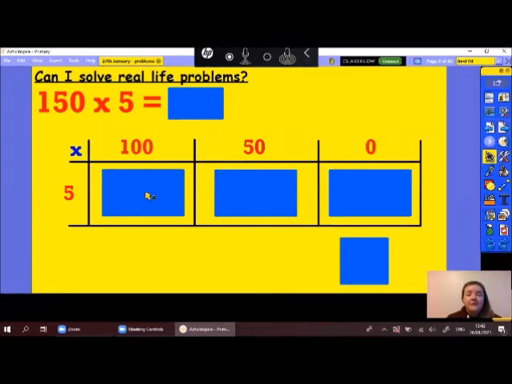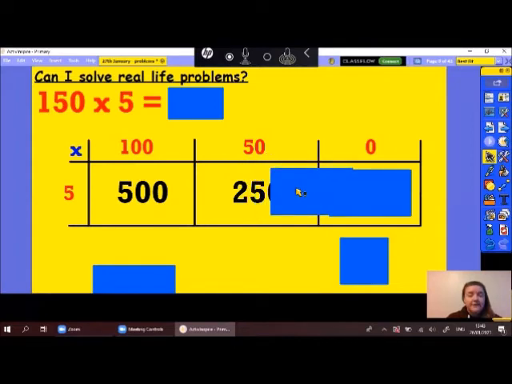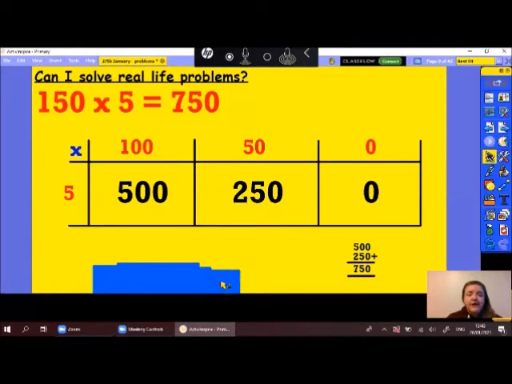So 100 times 5 is obviously 500. 50 times 5, well, 5 5s are 25. But this is 50, so it's 10 times bigger, so we have our 0 on the end, 250. And 5 times 0, of course, remember, no matter how many zeros you have, you still have 0. So I've got 500 and 250 that I then have to add together. A quick column addition shows me it's 750. So where my question is, I put my answer. Hopefully that's what you got too.